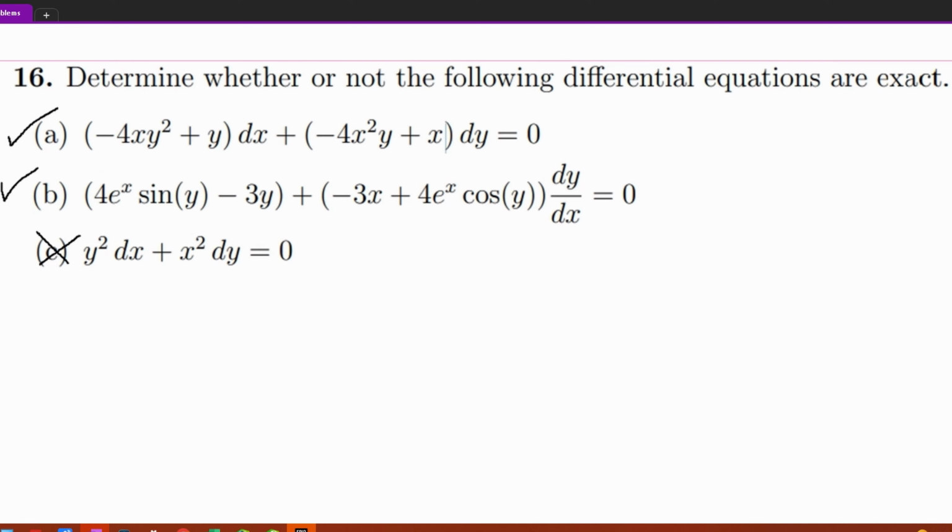So you notice you have a part in front of your dx, that's going to be your M. Anything in front of dx is going to be your M. And anything in front of dy is going to be your N. And this should all be equal to 0.